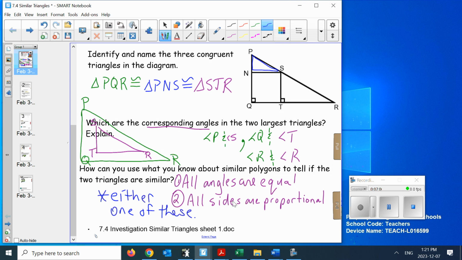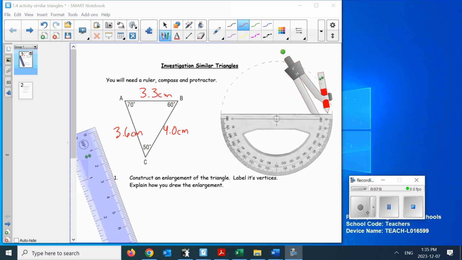I'm going to pause this because I'm going to set up this investigation. So we're going to work through this. I'm just starting the recording again now. The angles are measured. We've measured the actual sides. Now, to construct an enlargement, label its vertices, and explain how you drew the enlargement. First of all, we have to decide as a group how large we're going to make this. Let's go 1 point what? 1.2 or 1.7? Okay, it doesn't matter.